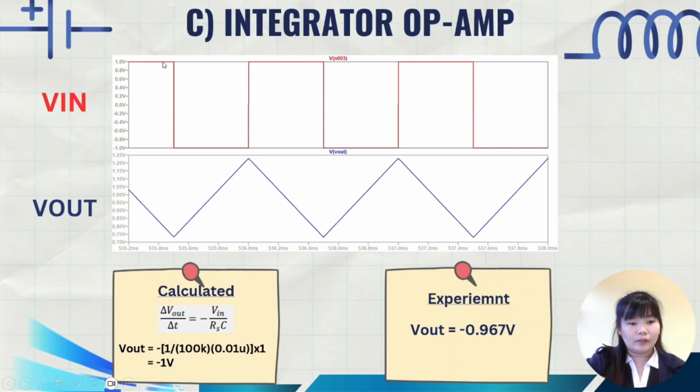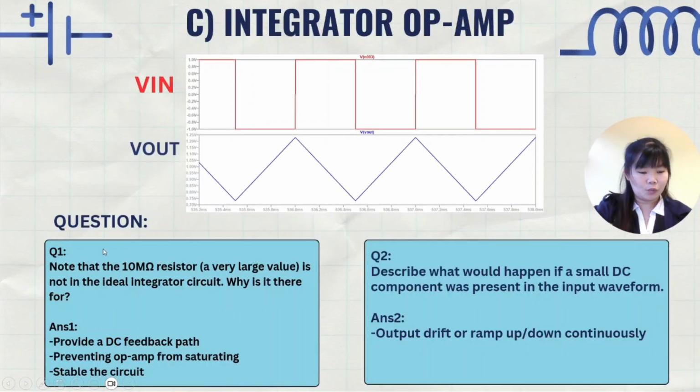For Vin, there is a square wave, and for Vout it is a triangular wave. For the calculated Vout we get negative 1 volt, and for the experimental Vout we get negative 0.967 volt, which is very close to the calculated value. For question 1, note that the 10 mega ohm resistor, a very large value, is not in the ideal integrator circuit. Why is it there?